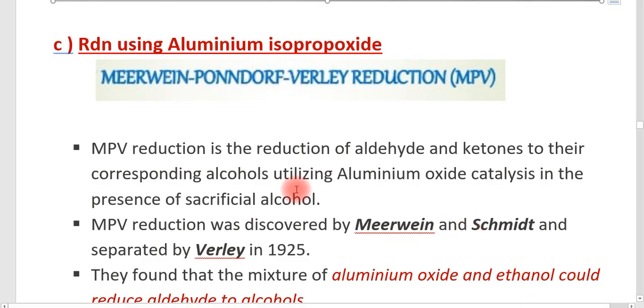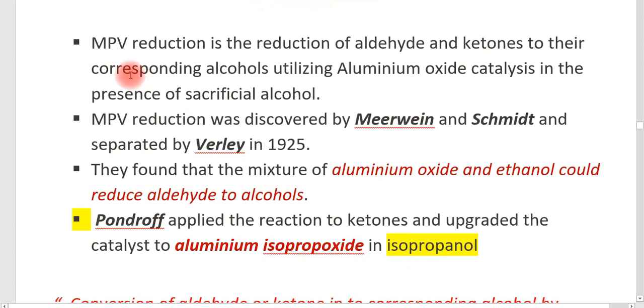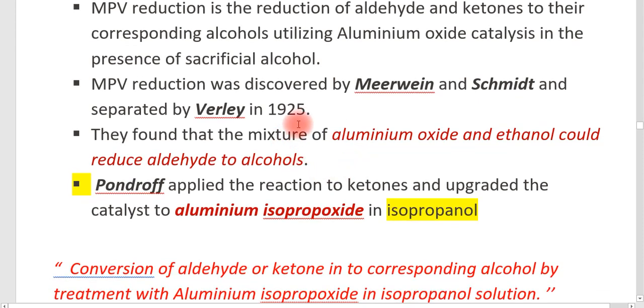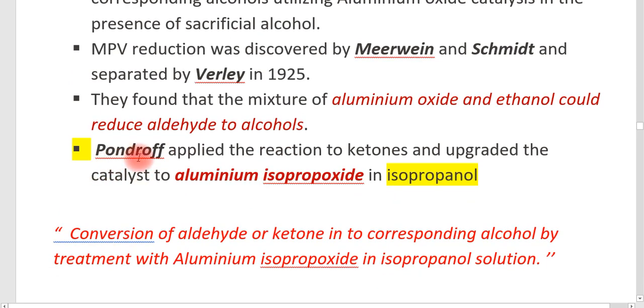And next is the reduction using a particular catalyst, aluminum isopropoxide: the Meerwein-Ponndorf-Verley reduction, or MPV reduction. MPV reduction is a reduction of aldehydes and ketones to their corresponding alcohols utilizing aluminum alkoxide catalysis in the presence of a sacrificial alcohol. It was discovered by Meerwein and Schmidt, and independently by Verley, in 1925. They found that a mixture of aluminum ethoxide and ethanol could reduce aldehydes to alcohols. Ponndorf applied the reaction to ketones and upgraded the catalyst to aluminum isopropoxide in isopropanol.